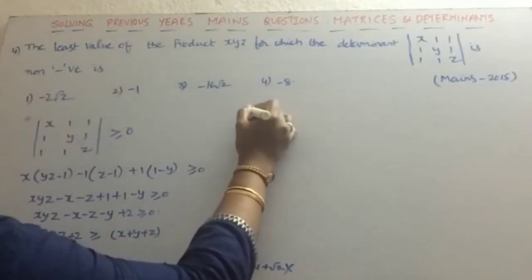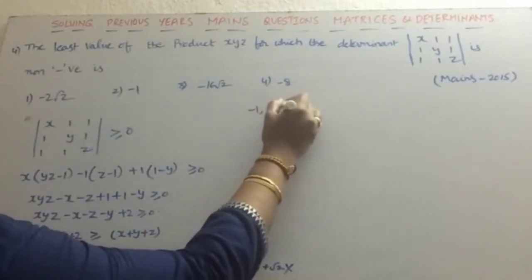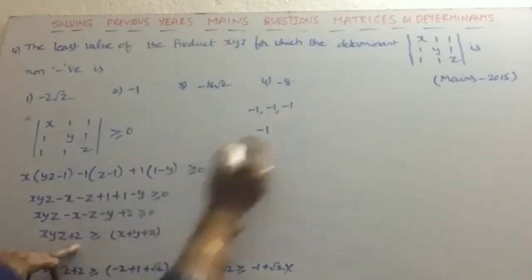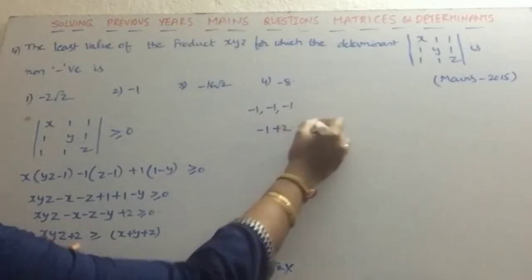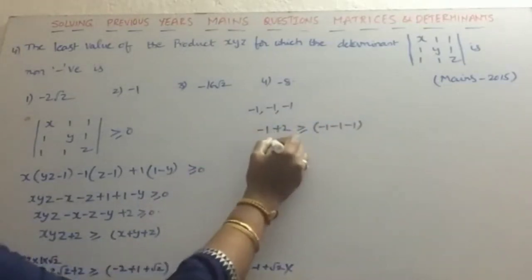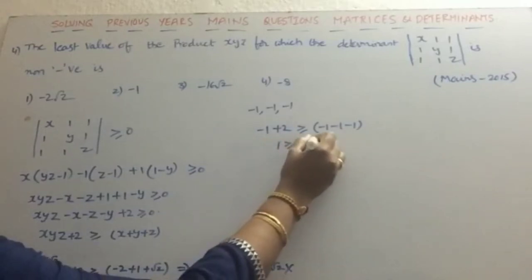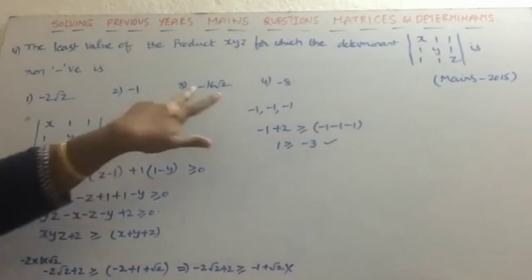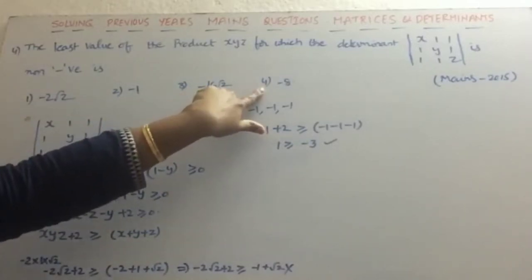So for the next, that is minus 1, I will write x is minus 1, y is minus 1 and z also minus 1. Then we get minus 1 into minus 1 into minus 1. Minus 1 plus 2 is greater than or equal to minus 1 minus 1 minus 1. That means here 1 is greater than or equal to minus 3. This is right. And I will take these two options also.